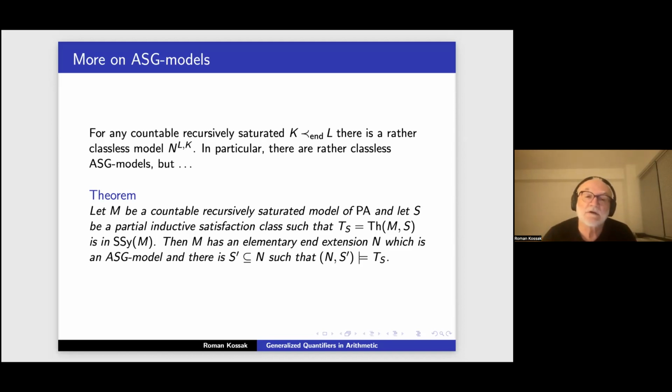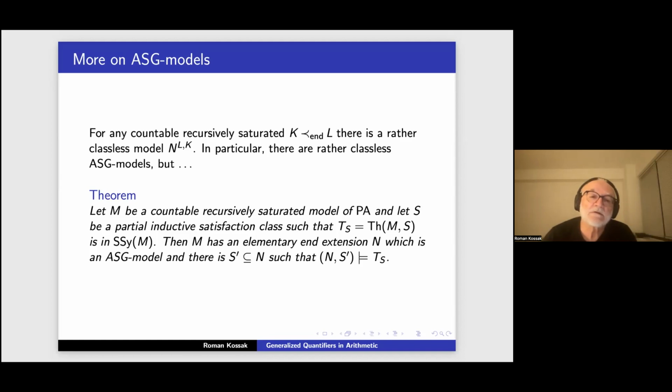And because you can combine this construction with the construction of rather classless models, Kaufman models, you can also construct an ASG model that's rather classless. So now if there are some ASG models that are not rather classless, then they will be L infinity omega 1 AA equivalent, but they will be non-isomorphic. And indeed it can be done.